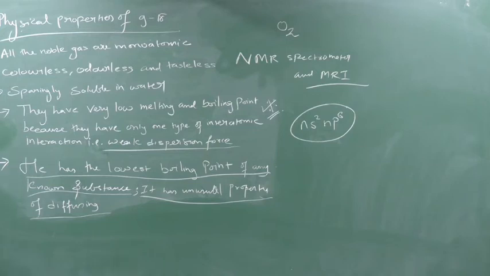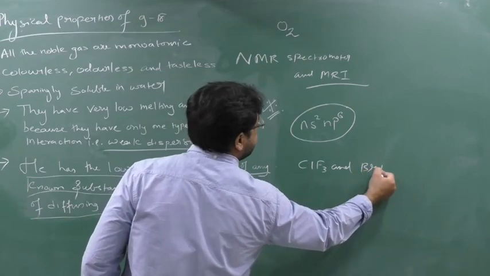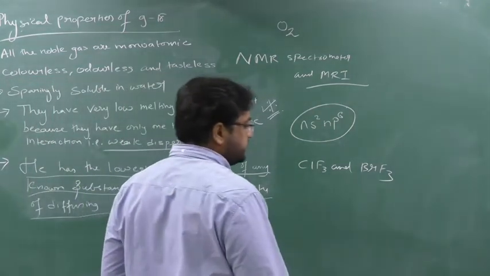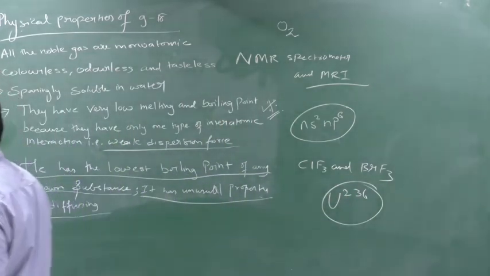Next, write down they are highly fluorinating agents. Interhalogen compounds are very useful fluorinating agents. That's why ClF3 and BrF3 are used in the production of UF6, uranium hexafluoride, from U236. This is important.